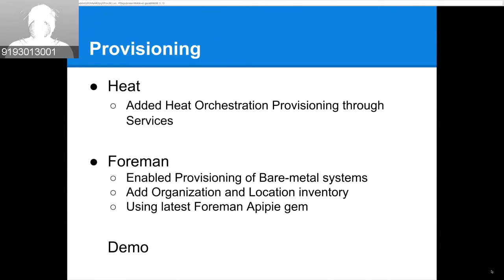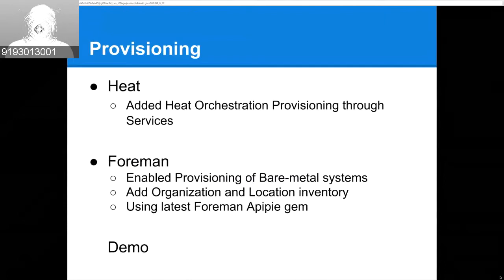And see, for Foreman, we have a full end-to-end bare metal provisioning available now. We've added organizations and locations into inventory. There's still some outstanding work to do, some filtering around the available host groups and stuff for that, which will be coming in this sprint.